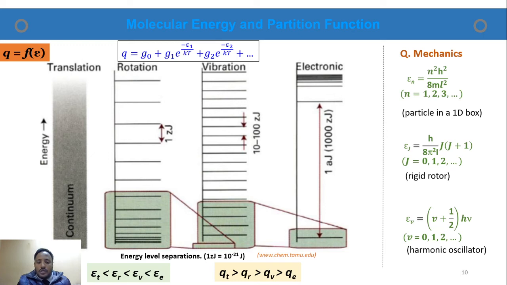The electronic partition function is mostly equal to 1, whereas the rotational and vibrational partition functions assume values between 1 to 100. Partition function, by the way, is a dimensionless quantity. It is a pure number. It is interesting to note that while the various energies follow the order that electronic energy is the highest, compared to vibrational energy, which is greater than rotational energy, which is greater than translational energy, the partition function follows the reverse order.